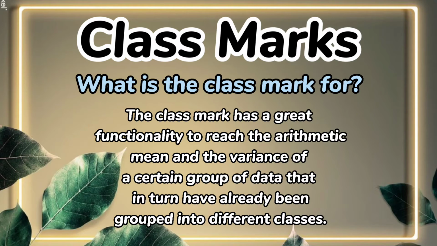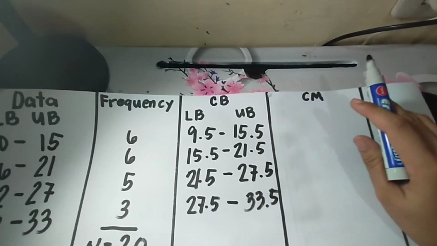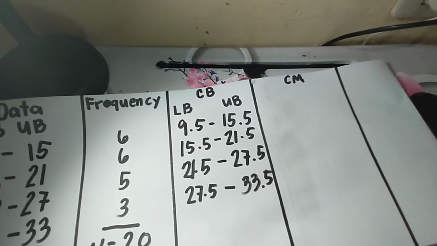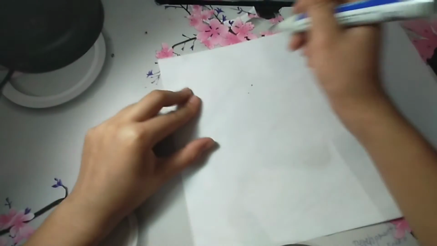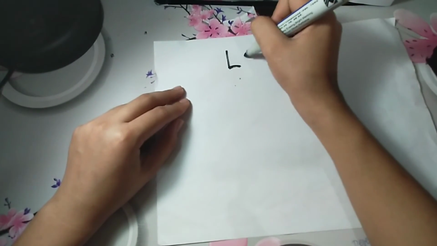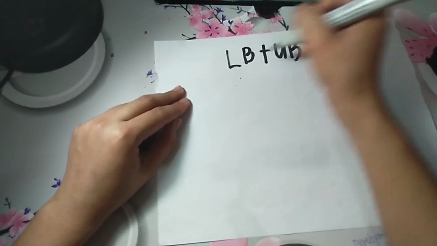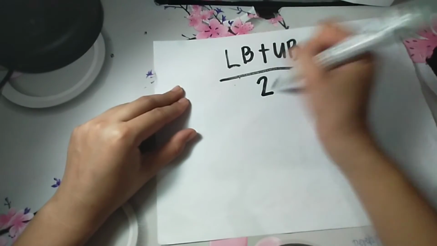And for us to have a deeper understanding of how we can get the class mark in statistical analysis for organizing test scores, let me show an example. Now let us proceed to the CM or the class mark. It is simple. We have a formula for the class mark, so we should follow the formula. We have LB plus UB all over 2.